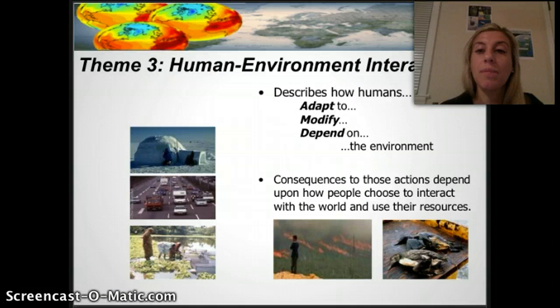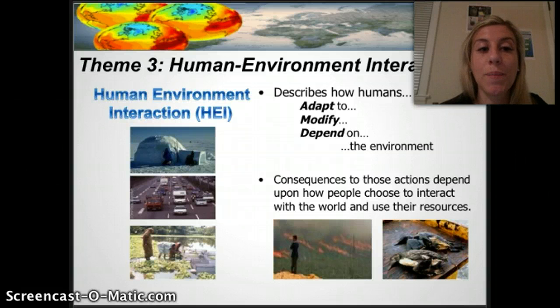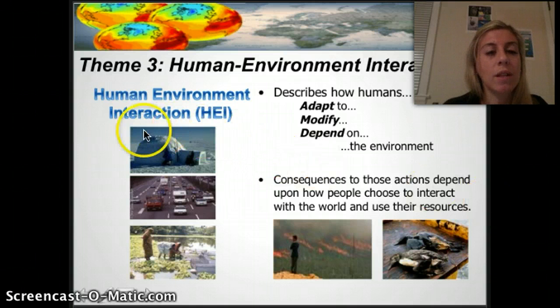Our third theme is human-environment interaction. Again, HEI, to keep it simple. This describes how humans adapt to, modify, depend on the environment. What do we mean by that? Let's take a look at our friends here in the igloo. They live in a very cold climate, and they've learned to adapt to that by building a shelter that withstands the climate.